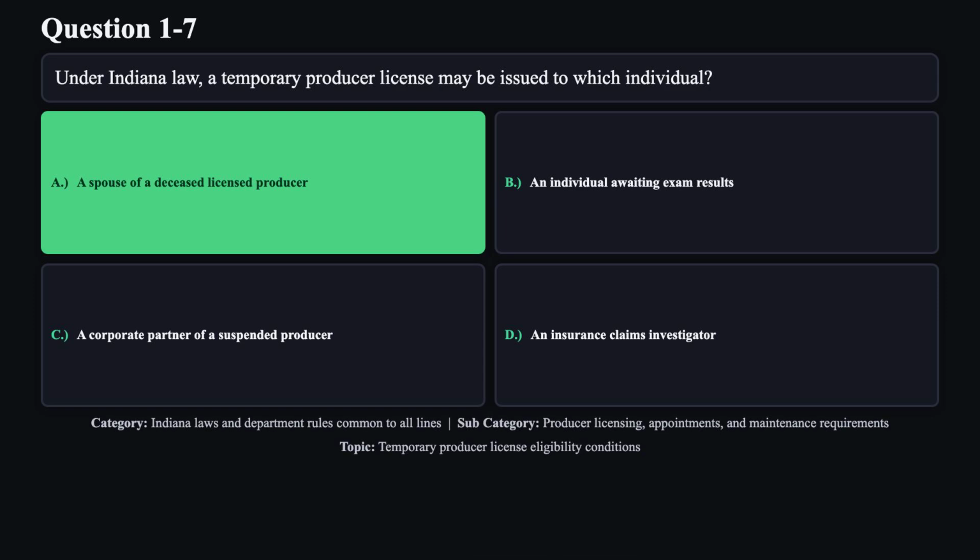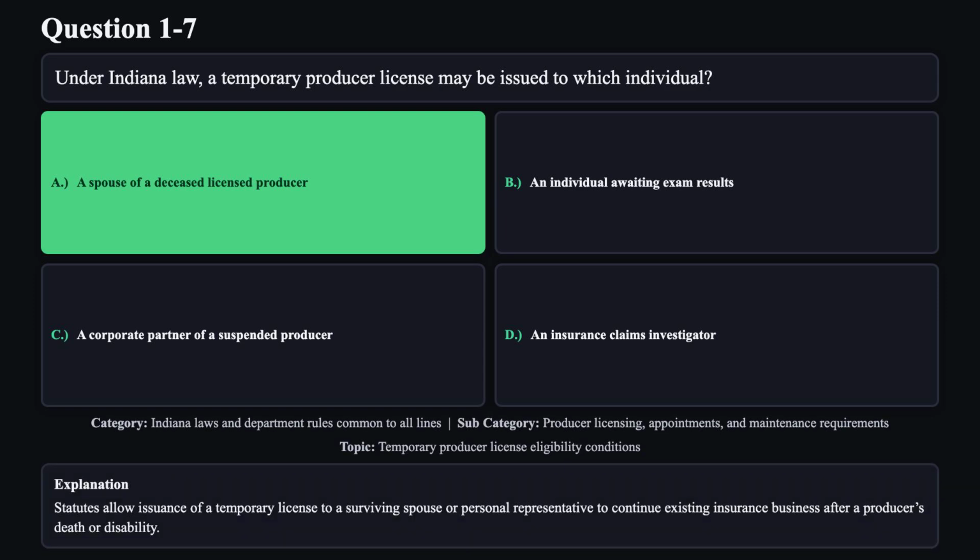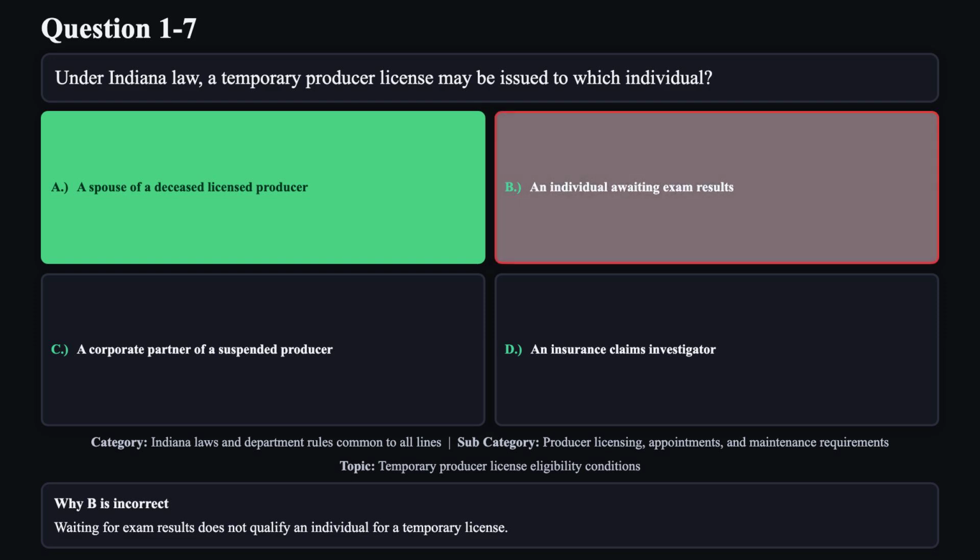The correct answer is A. Statutes allow issuance of a temporary license to a surviving spouse or personal representative to continue existing insurance business after a producer's death or disability. Reason B is not correct. Waiting for exam results does not qualify an individual for a temporary license.